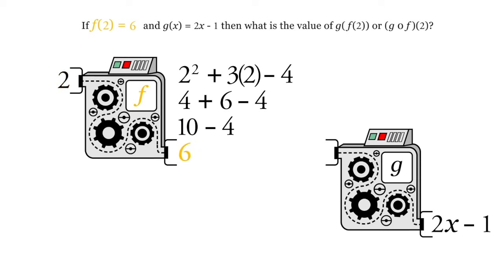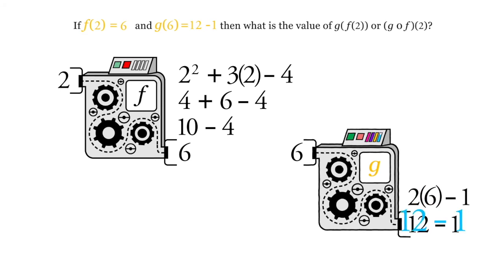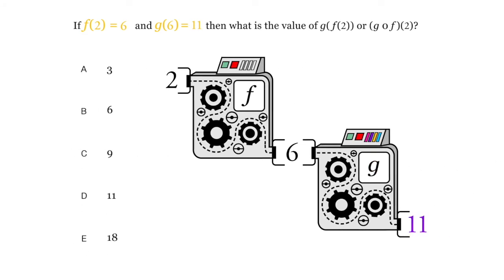Now we're going to put our f of 2 into g. So we're going to put 6 into it. Then we get 2 times 6 minus 1. 2 times 6 is 12. 12 minus 1 is 11. And that's our answer, 11.